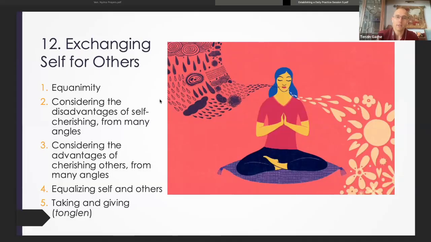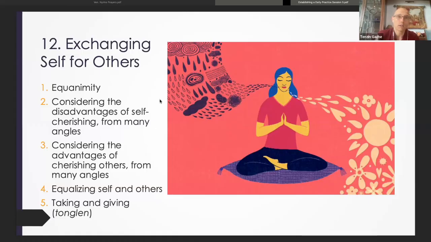And then finally, taking and giving. Some of you might know this meditation, Tonglen, where you imagine taking on the suffering of others and giving happiness, which is the opposite of how we usually relate to the world. We often just try to block the things that are uncomfortable and invite in the things that are pleasant for us. We try to cultivate the opposite attitude here.